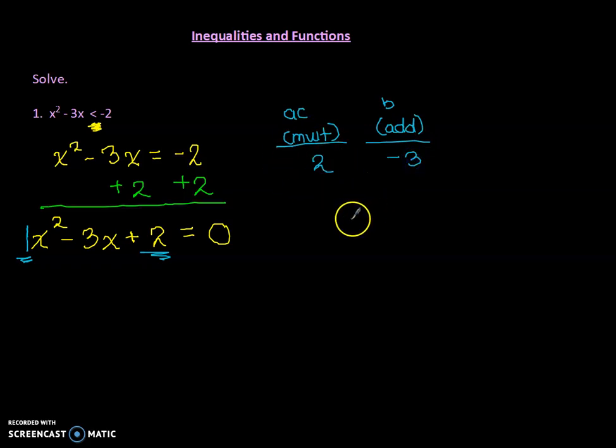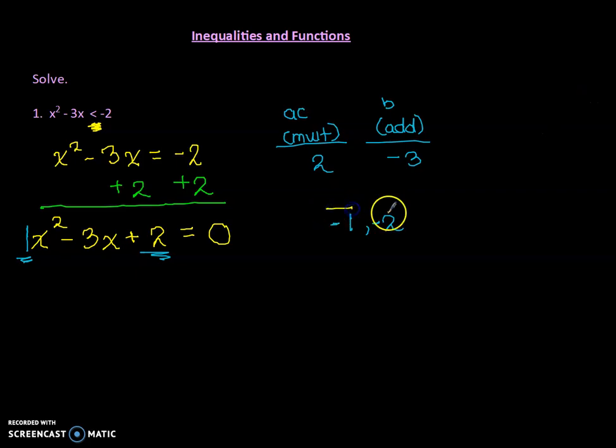Now, 2 is a prime number, so 1 times 2 would pretty much be it. However, since it also has to add up to be -3, remember if I multiply two positive numbers, it'll give me a positive, and also if I multiply two negative numbers, it'll also give me a positive. And if I add up -1 plus -2, that will give me -3.